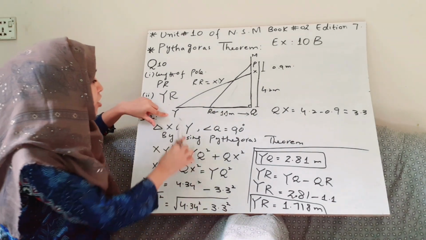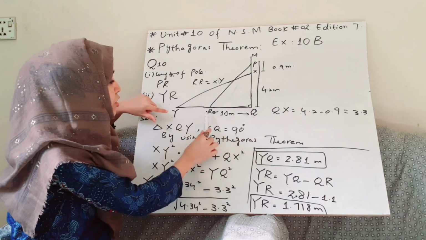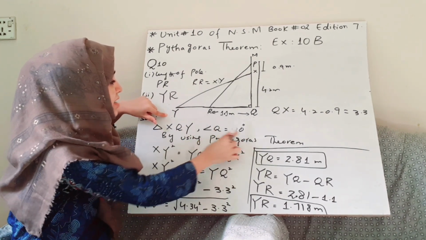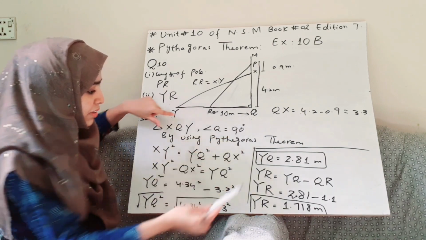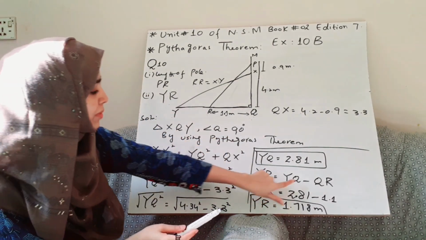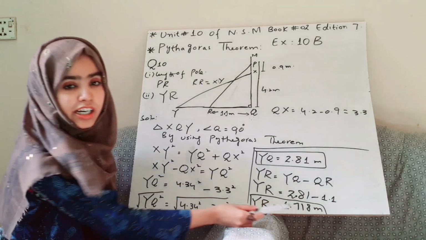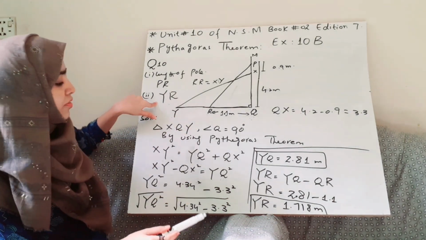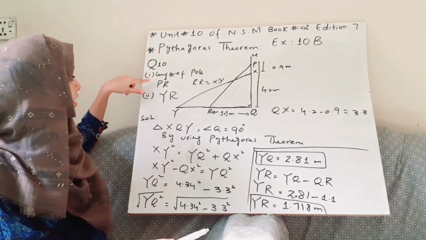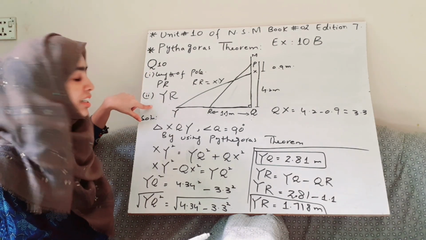Now we know this total distance and we know RQ. After subtracting this distance from the total YQ, we have YQ minus QR. It will be YR, 1.718 meter, which is what they asked. So we have found what they asked. We are done with the first part and also with the second part.